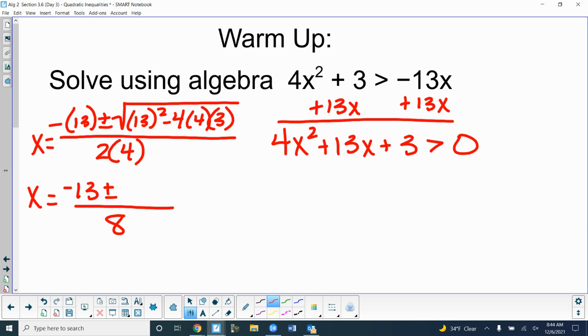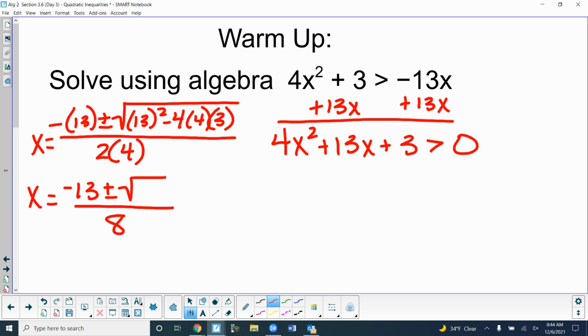So we got a negative 13 plus or minus. We got an 8 in the bottom. And then we do what's inside the radical. We call that the discriminant. That's what we call that part underneath the radical, the discriminant.